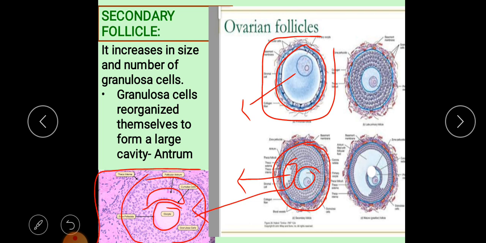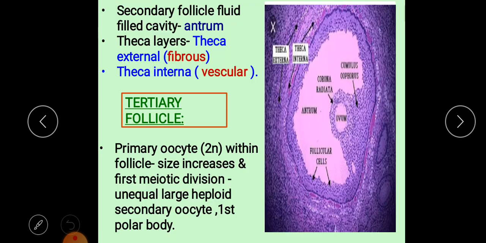When the secondary follicle is turned into the tertiary follicle, the tertiary follicle is nothing but the completely matured follicle, as we say. So when this follicle starts developing after the secondary follicle, we will see the complete development of the thecal formation, the theca externa and the theca interna.